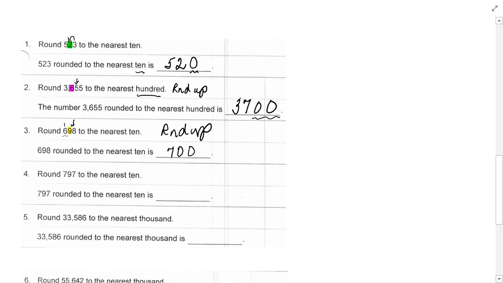Okay, next one. Round to the nearest 10 again. It's another 9. What is to the right of it? 7. That says round up. When you round a 9 up, it becomes a 0 and you carry 1 over. So I will have 8, 0, and then finish off with zeros.